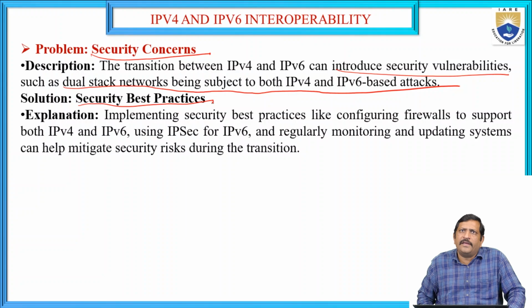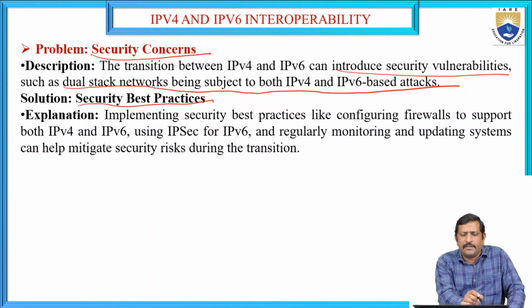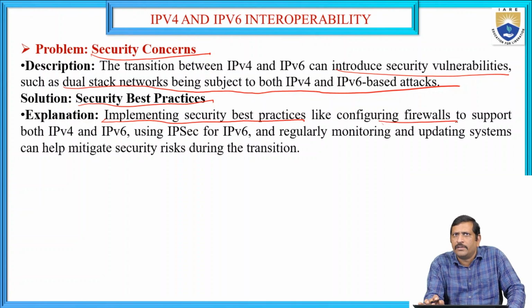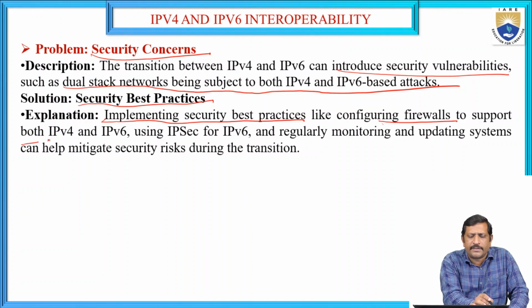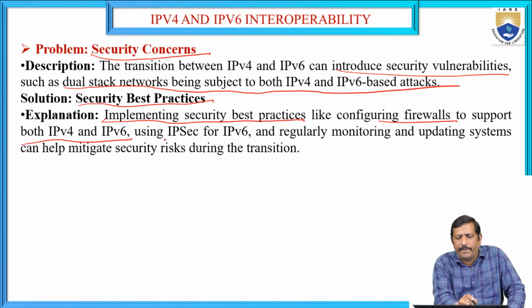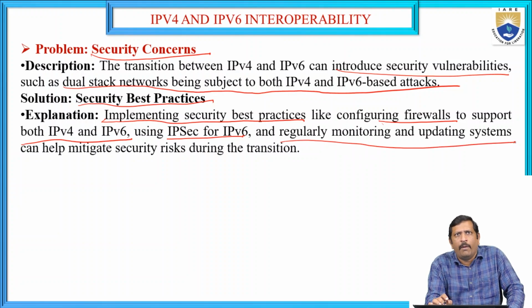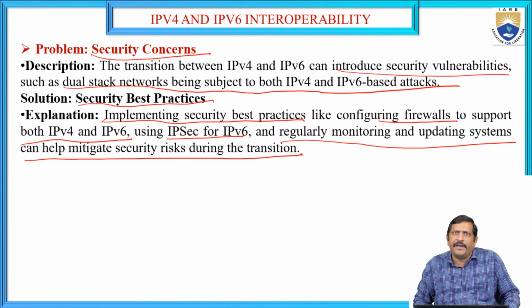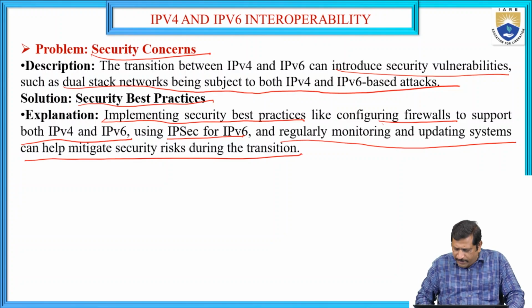Here we have to implement the security best practices. Security best practices are configuring firewalls to support both IPv6 and IPv4, using IPsec for IPv6, and regularly monitoring and updating the operating system. So that can help in mitigating the security risks during the transition.